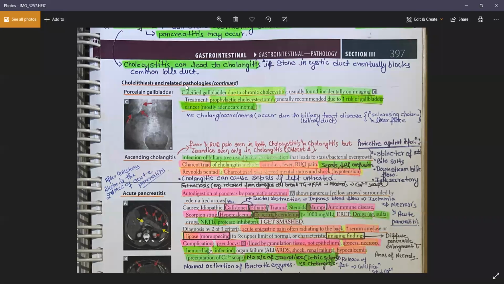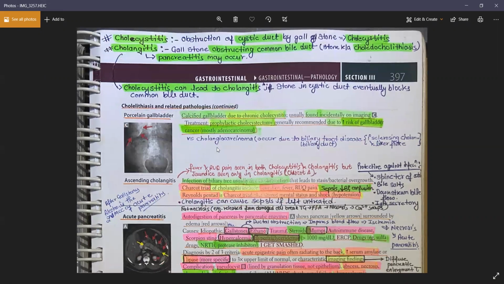So whenever Step 1 shows you a gross picture of any gallbladder which is very much thickened and fibrosed, that means they are showing you the porcelain gallbladder. Make sure you see three to four pictures of this porcelain gallbladder. They can show you these pictures. So that's all about the gallstones.